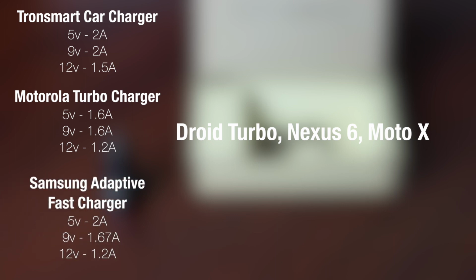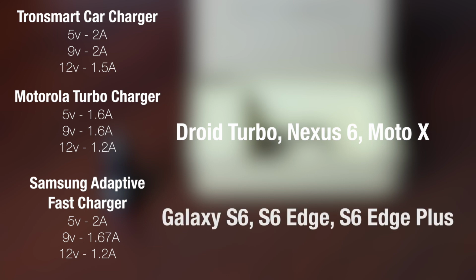The Samsung adaptive fast charger that comes with the Galaxy S6 and the S6 Edge clocks in at the same 2 amps that the car charger has. Lower 1.67 amp across the 9 volt and a lower 1.2 amp across the 12 volt. Well, what does this mean? This means that since the Qualcomm quick charging standard works across all these phones, the car adapter will meet or exceed the charging rate that you would get from the included wall adapter for all of those phones.